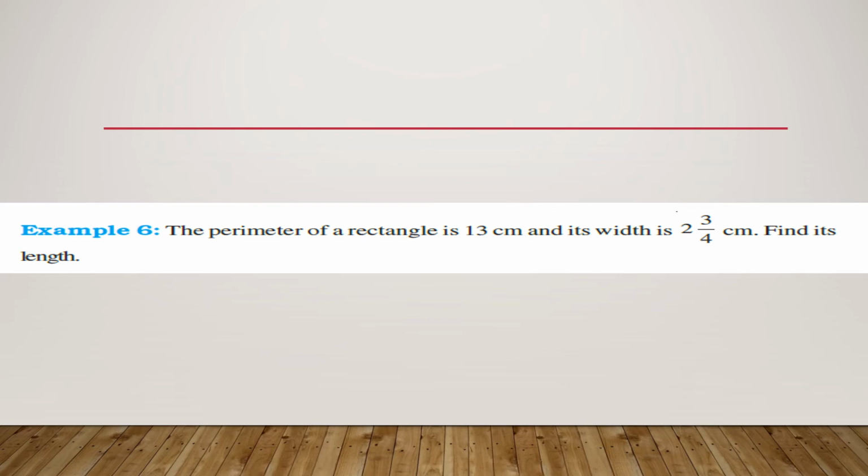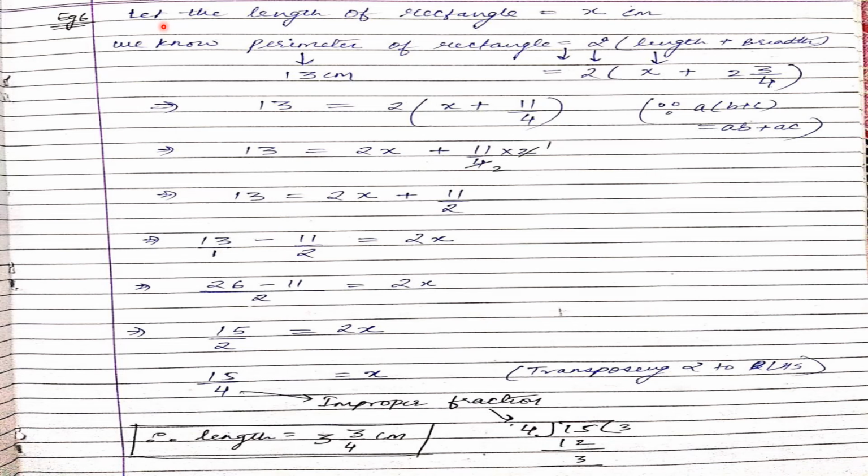Let's see how. First of all, whatever thing is missing, we assume it as x or y or z, whatever you want. Okay, so I have assumed it as x centimeter. This unit is very important. You should always mention the unit also. Now, I have written over here, we know perimeter of rectangle is equal to 2 bracket length plus breadth. Now, this is the general equation.